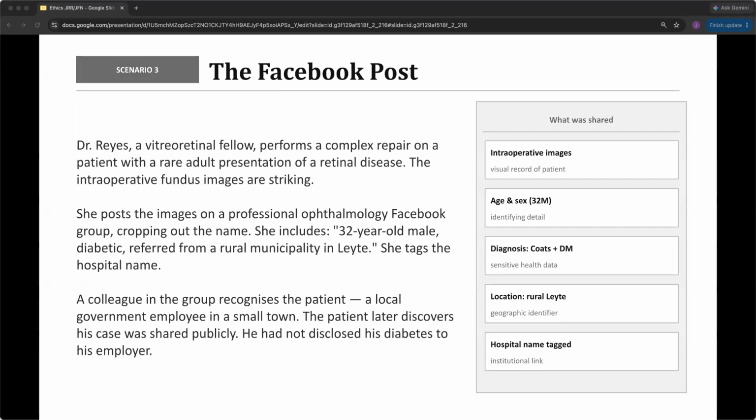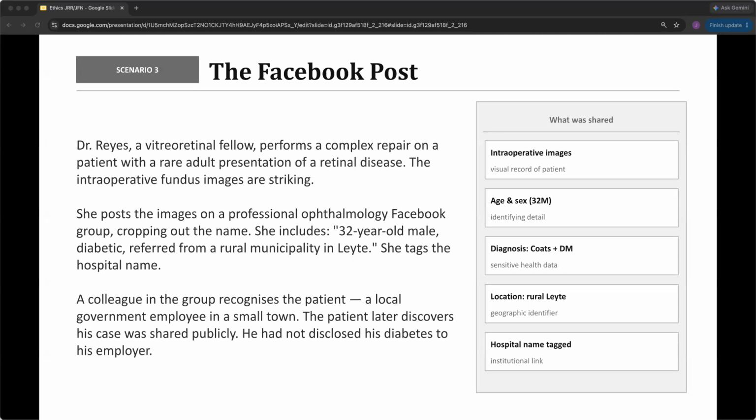Our third case moves from the clinic to social media, where many physicians assume their usual rules of confidentiality are somehow less strict. They are not. Dr. Reyes, a vitreoretinal fellow, performs a complex repair on a patient with a rare adult presentation of a certain retinal disease. During surgery, she captures excellent intraoperative images that would be valuable for teaching. She later posts these images in a professional Facebook group. She removes the patient's name and any visible identifiers and believes that the case has been adequately de-identified.